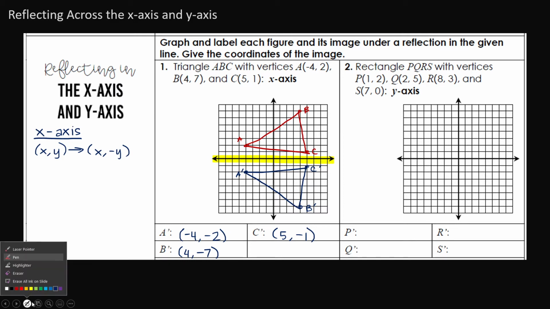Now let's try reflecting across the y-axis. So problem 2 states that rectangle PQRS is being reflected across the y-axis. And let me highlight in yellow the y-axis here. This is my line of reflection. That means each pre-image point and image point should be the same distance across that line.